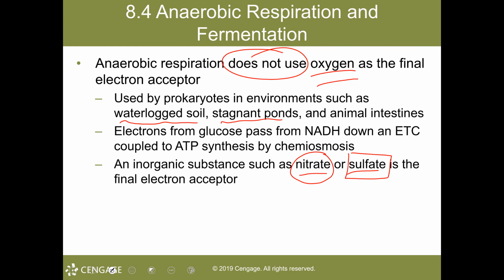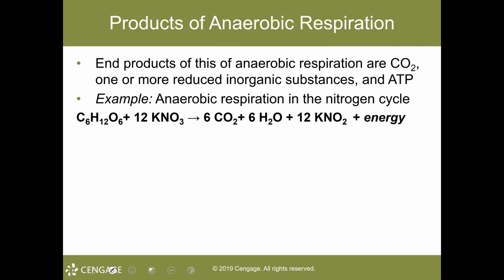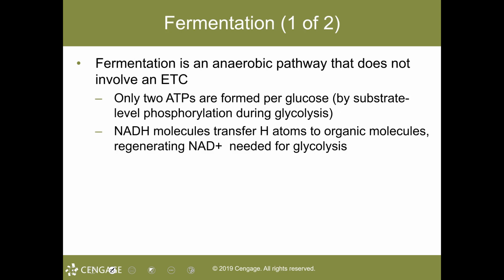So oxygen, class, is not involved as the final electron acceptor, and this is performed, as mentioned, by prokaryotes and even in the intestines of animals. So as we were saying, the end products, class, of anaerobic respiration are CO2, one or more reduced inorganic substances, and ATP. So let us now continue with where we're going.